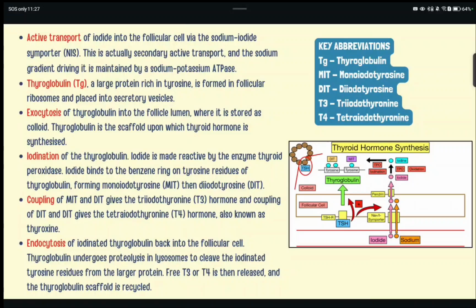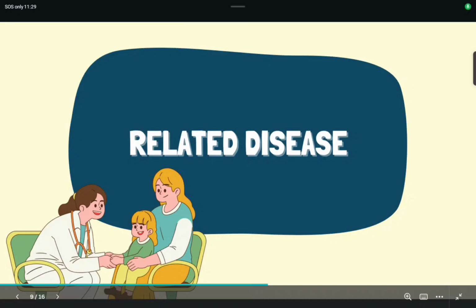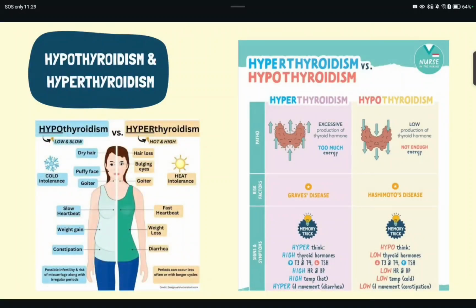As you can see, I have provided key abbreviations to make the explanation simpler, and I have also provided a picture of the whole process in summary. So next off, I will be talking about the related disease which involves the thyroid gland. So as you can see, the most common conditions related to the thyroid gland are hypothyroidism and hyperthyroidism.